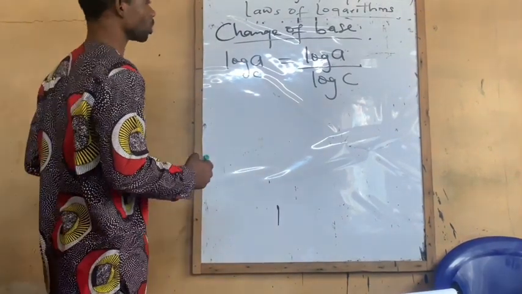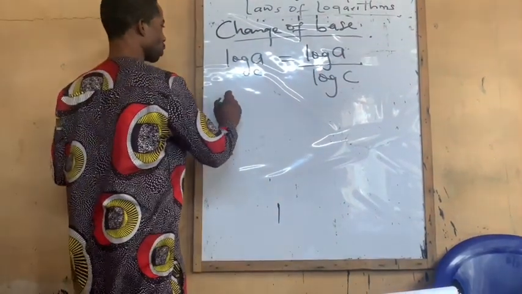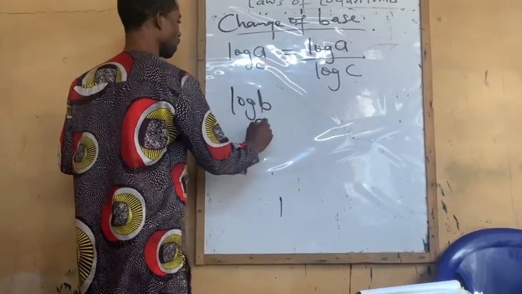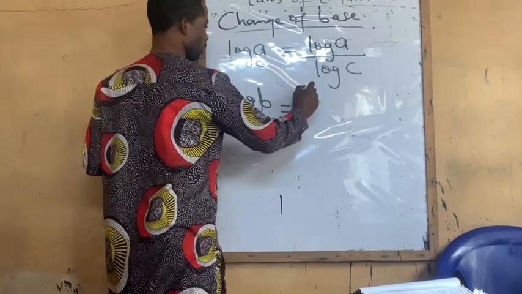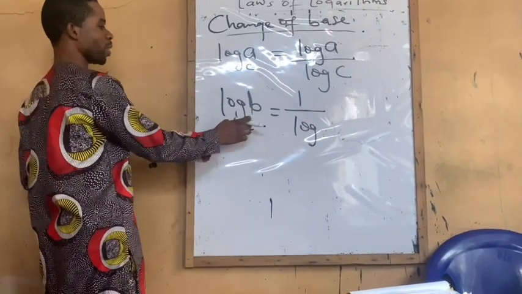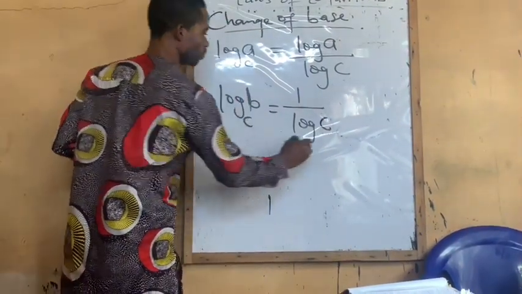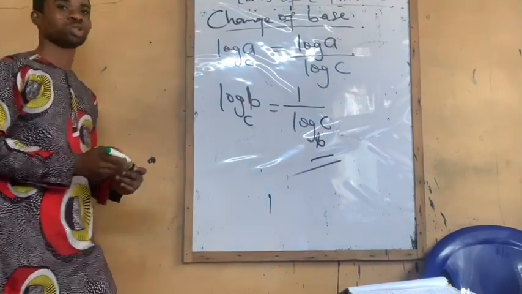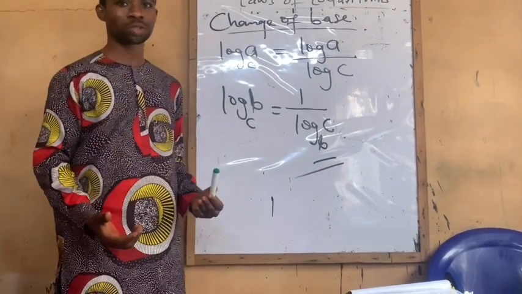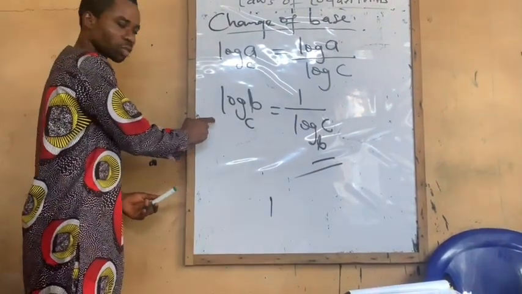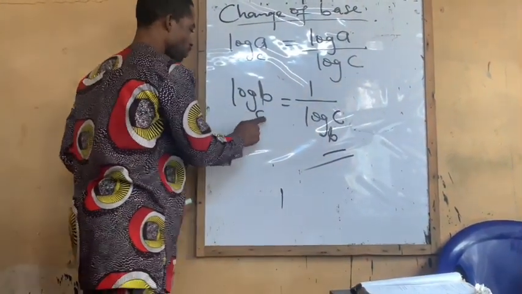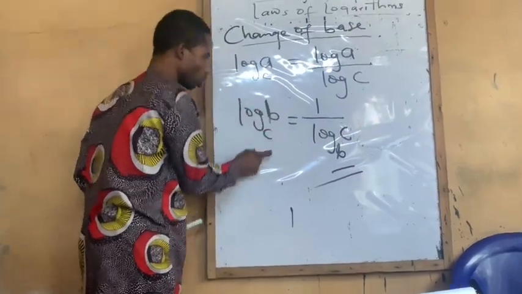And in case you want to use the inverse of the log, like when you have log B base C, if I say the inverse of this, that would be 1 all over log, with the base turning to log. 1 all over log C is B. Anytime you want to use the inverse, you can face conditions in logarithms where this can be needed. By the time you apply the inverse, the base will come to log and the log will come to base.